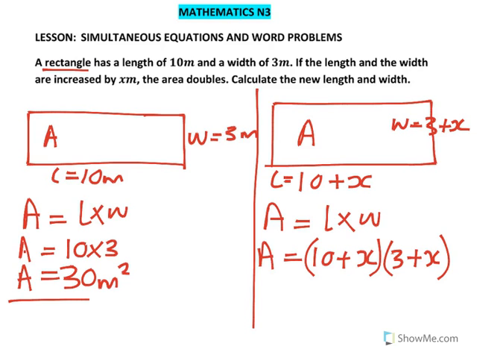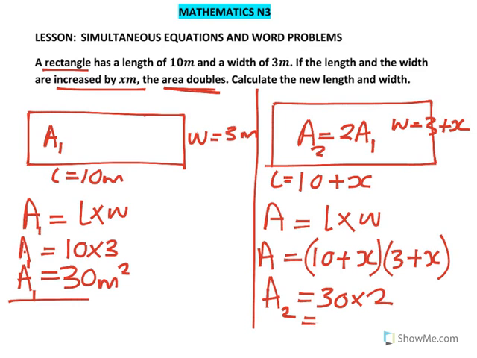Now in the next statement, they tell us if the length and width are increased by x meters, the area doubles. If this is A1 and this is A2, the area here is twice the area of A1. Are you getting that? Now we know the area of A1 is 30. Area of A2 then will be 30 times 2, which is equal to 60 meters squared, because the area doubled. If it was 30, then it will become 60. But now they are saying calculate the new length and the new width.